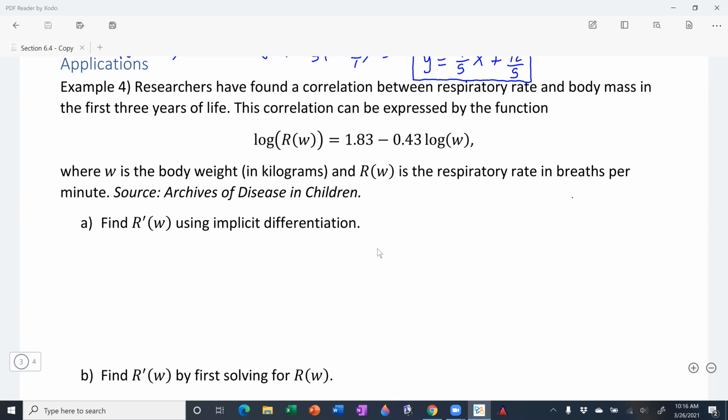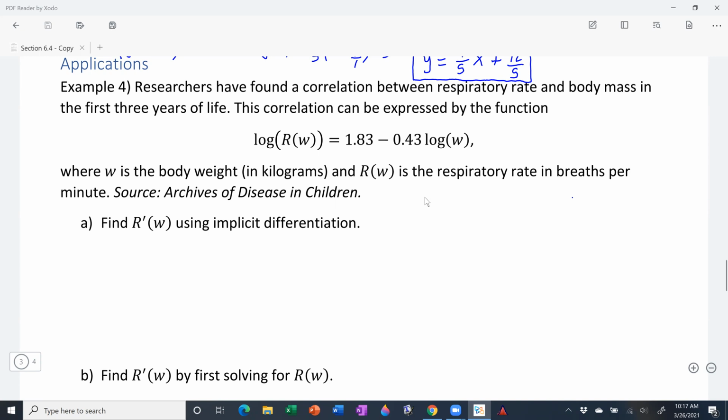Researchers have found a correlation between respiratory rate and body mass in the first 3 years of life. This correlation can be expressed by this function. And it looks like we've got some kind of a weird, almost a composition kind of thing where the R of W function is inside a logarithm. Okay, and then there's this variable W, and then there's this function in terms of W, where W is the body weight in kilograms and R of W is the respiratory rate in breaths per minute. Okay, and there's the source for this equation.